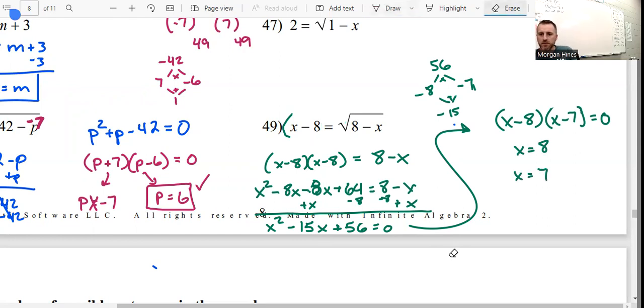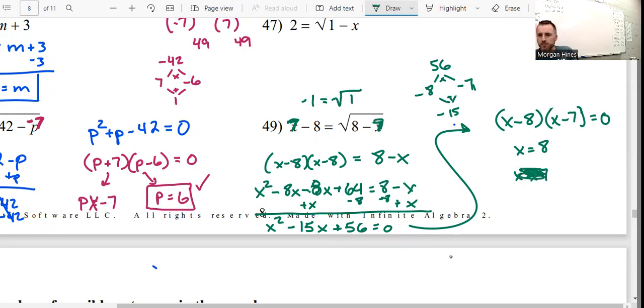So now we have to do that work. Notice we mainly see this become a problem when we have a quadratic to solve. Once we get a quadratic, we're going to need to go back and check. So if I plug in a 7 here and a 7 here, then I get negative 1 equals the square root of 1. There's a problem there because the square root of 1 is 1. It's not negative 1. So 7 is actually not a solution.